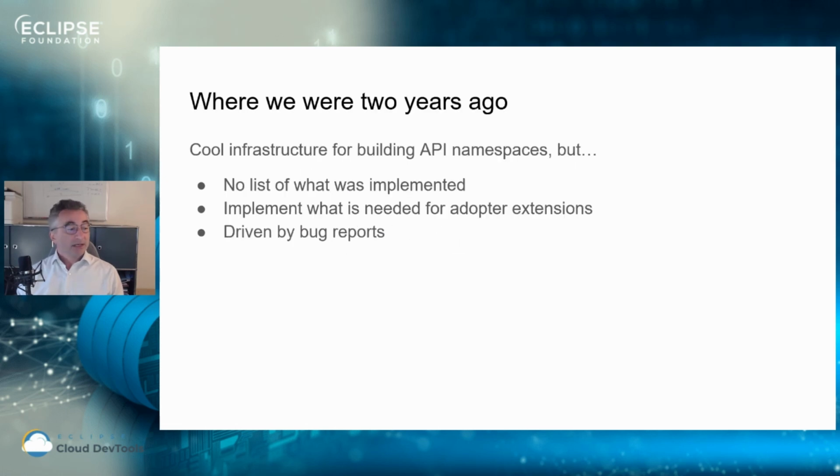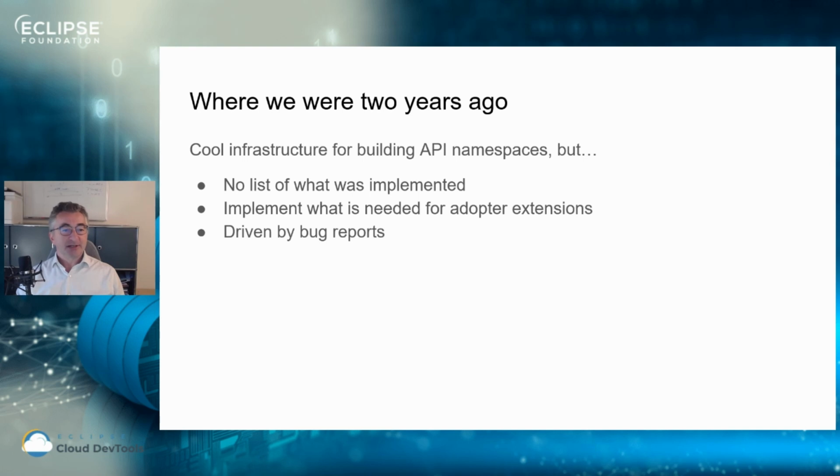So where were we 2 years ago with this? We had a cool infrastructure for not only building the VS Code API, but contributing your own namespaces if you so wanted. But we had one problem, and that was that we didn't really know what part of the VS Code API was actually implemented. And the whole thing would work like this. If you wanted to run an extension in Theia, you would have to test it extensively. Then you would file bug reports, and then you would fix those bug reports if nobody else beat you to the punch.